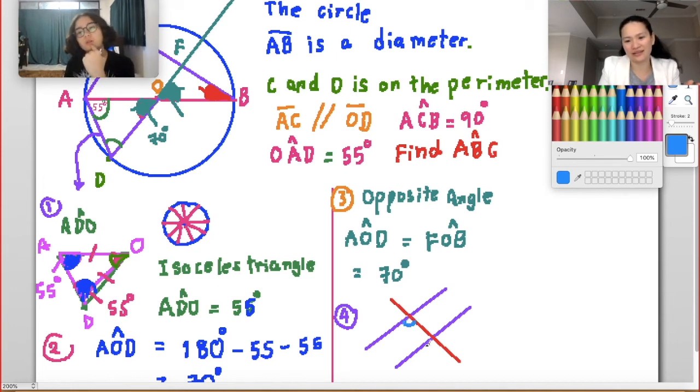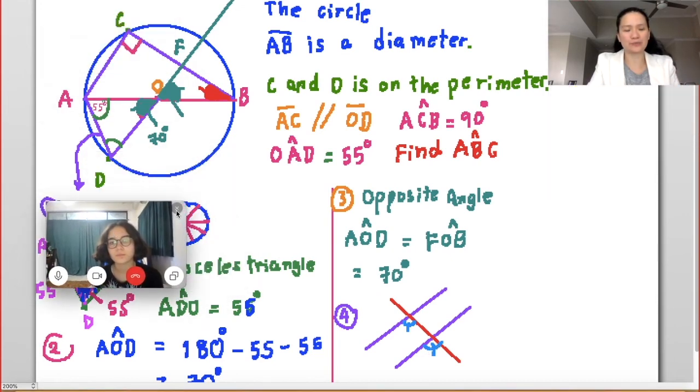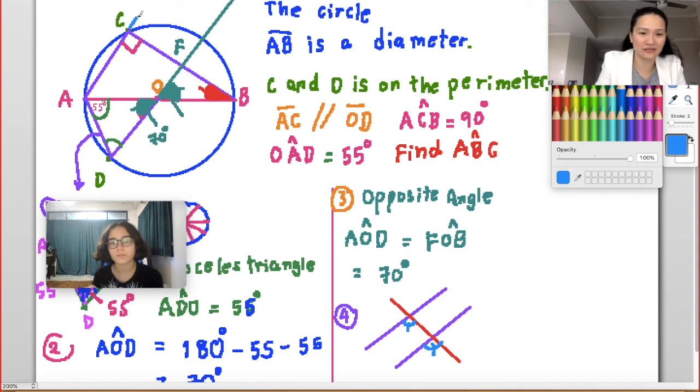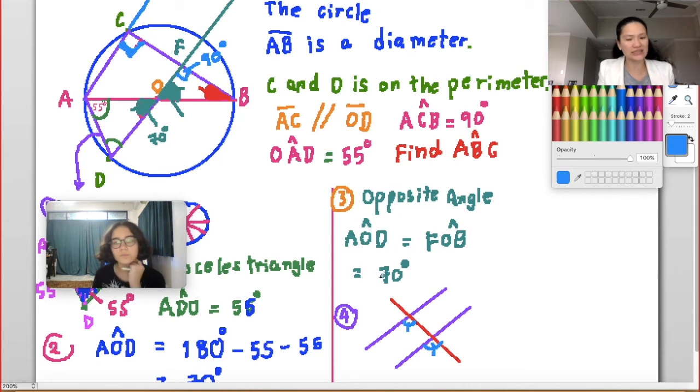This one and this one, inside the parallel line on the same side of the line that cuts them, and outside, have to be equal. So come back to here. What does that mean? It means that ACB, which the question gives you as a right angle, 90 degrees, has to be equal to OFB. So we get this one is 90. This is the quality of the parallel line: the angles on the same side of the parallel line, inside and outside, have to be equal.